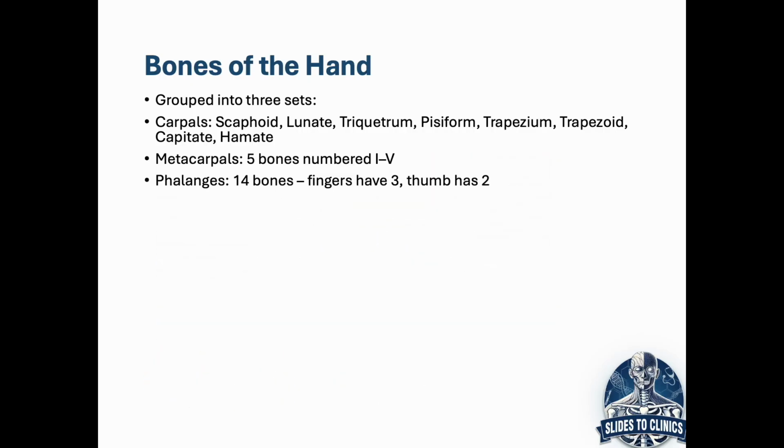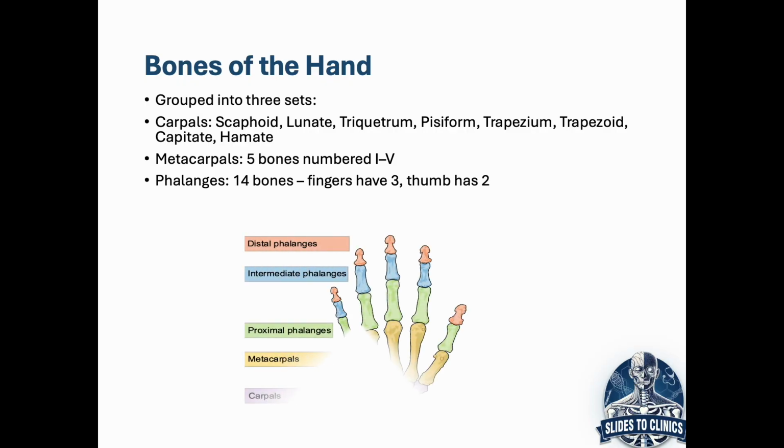Now, the next thing is the carpals and the phalanges. The metacarpals are 5 long bones that make up the palm, and they are numbered from 1 to 5, starting with the thumb down to the pinky. Each metacarpal has a base, a shaft, and a head, and they functionally give structure and serve as muscle anchors for finger movement.